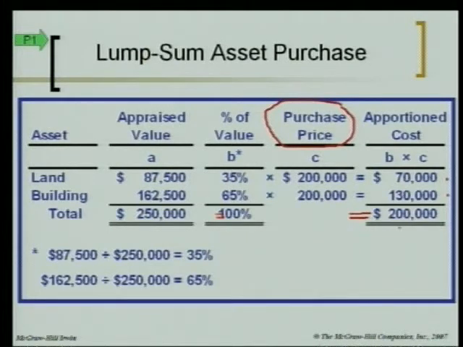So when you recorded that journal entry, you would debit land for $70,000, you would debit building for $130,000, credit cash for $200,000. And of course, as you said, Kristen, you would depreciate that building, but not the land. Make sense? Okay, not too hard, is it? We'll have one of those to do in the homework. Okay, questions on that?